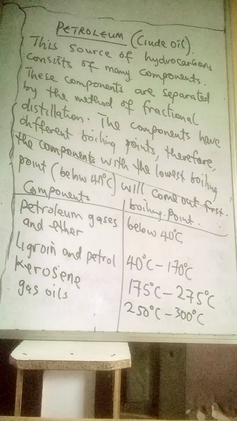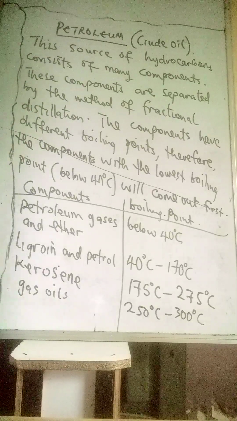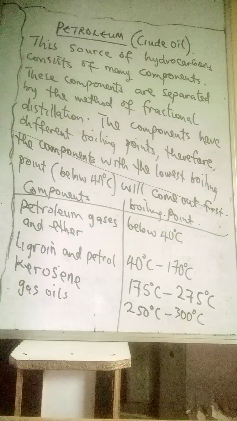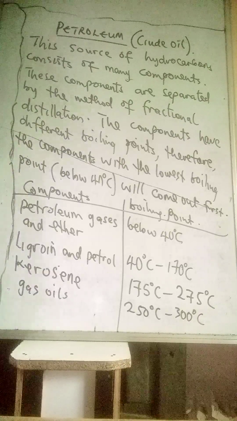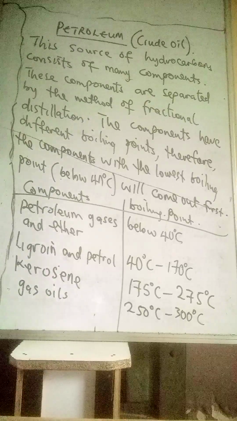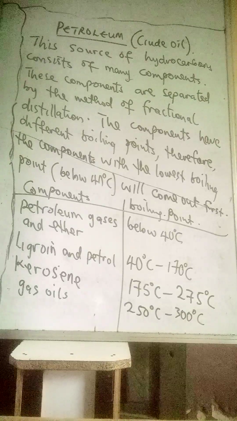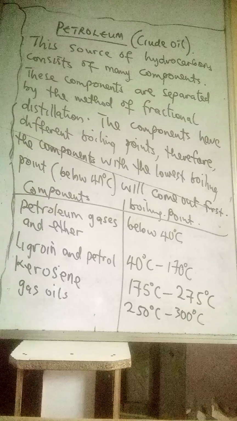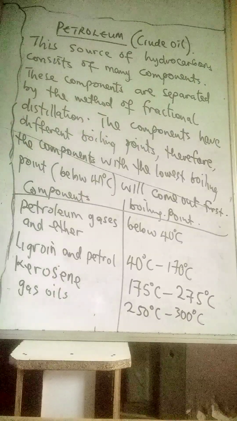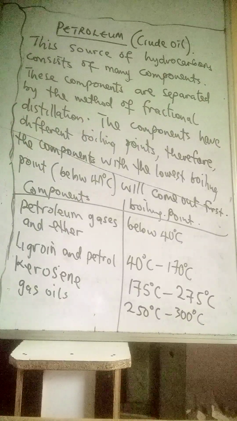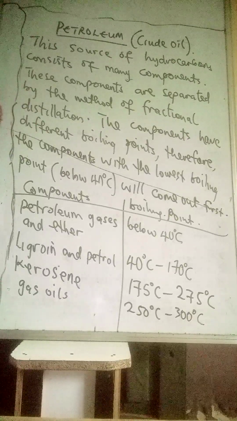To round up this class, let's have a look at petroleum, which is one of the sources of hydrocarbons. Petroleum, which is also called crude oil, contains many components, and these components come out when the petroleum is refined. The process of refining petroleum is through the method of fractional distillation, which is one of the methods of separating mixtures which you were taught when you were in year 10.